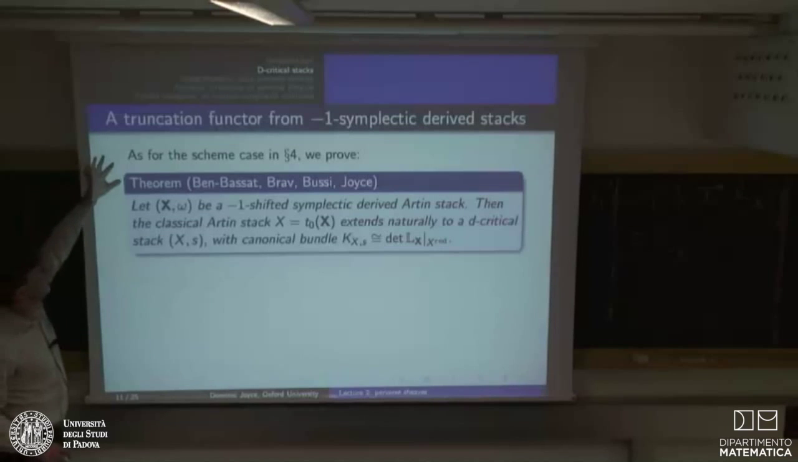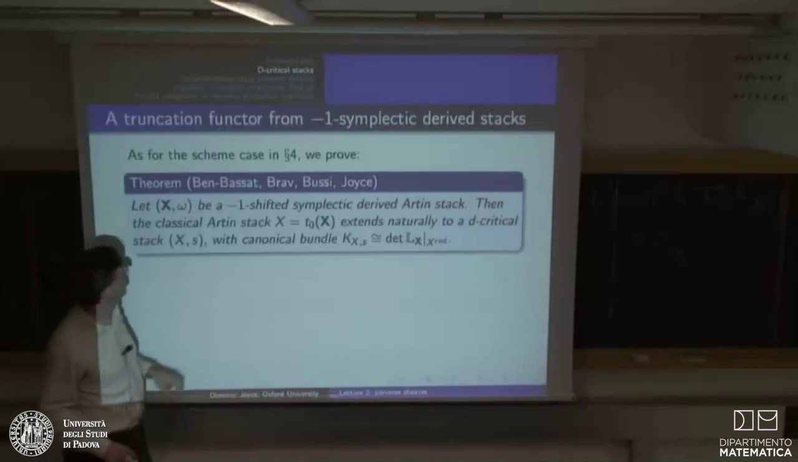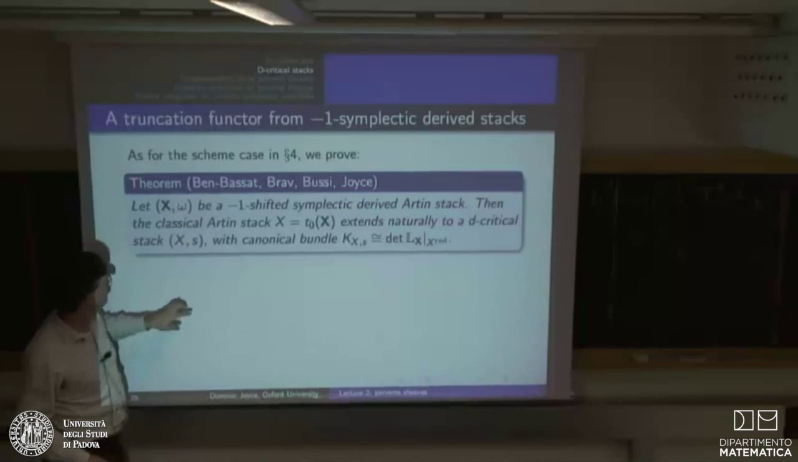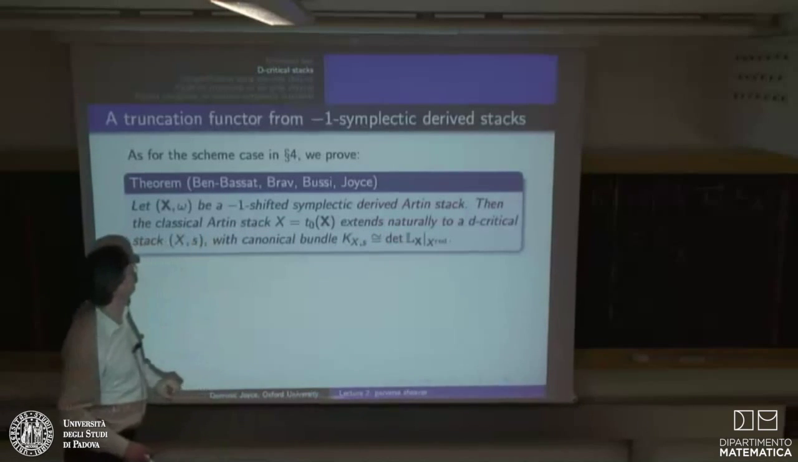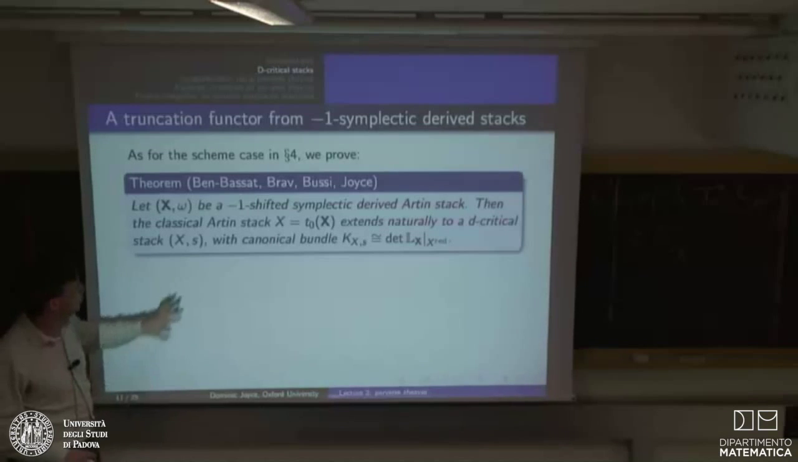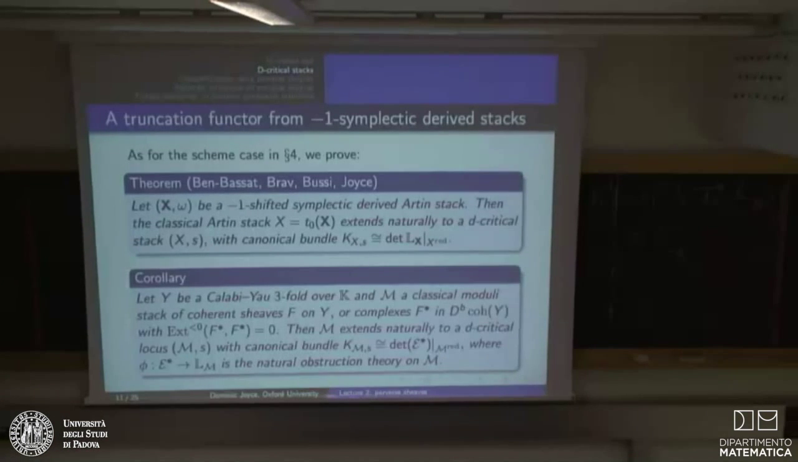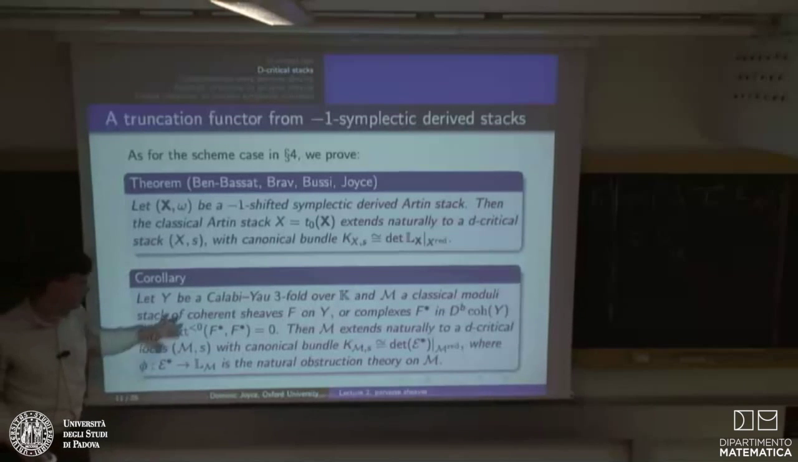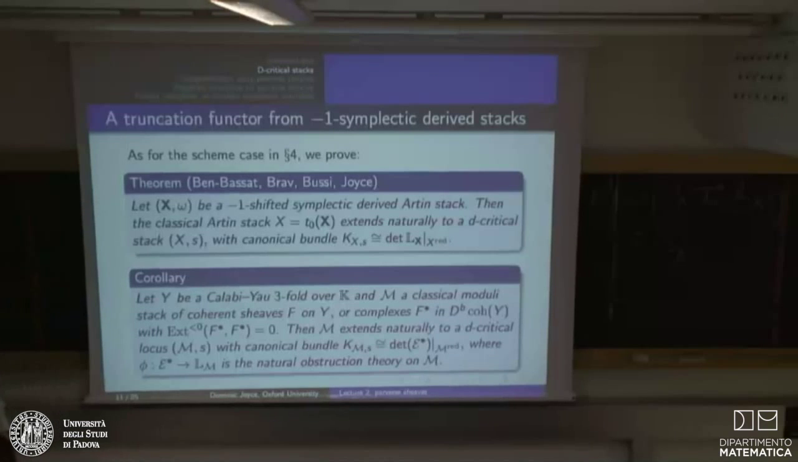Okay, all right, so then as for the scheme case, we get a classical truncation functor from minus one shifted symplectic derived stacks, not general derived stacks, into d-critical R-times stacks, which makes the canonical bundles agree. And the corollary is that if we have a Calabi-Yau threefold Y over K, and now a classical moduli stack of coherent sheaves F on Y, or of complexes in the derived category with no negative Exts, then this classical moduli stack extends naturally to a d-critical stack with canonical bundle given by the determinant of the natural obstruction theory. Okay, so all this is fairly dull, but it's important because it's going to tell us that we can do Donaldson-Thomas theory for moduli stacks rather than just fine moduli schemes or whatever.